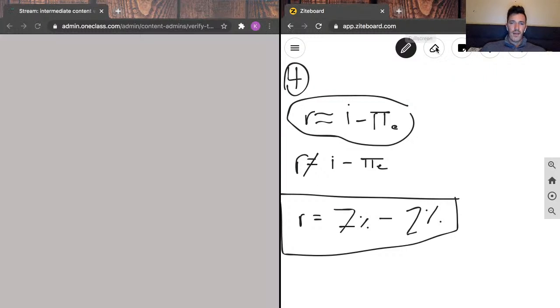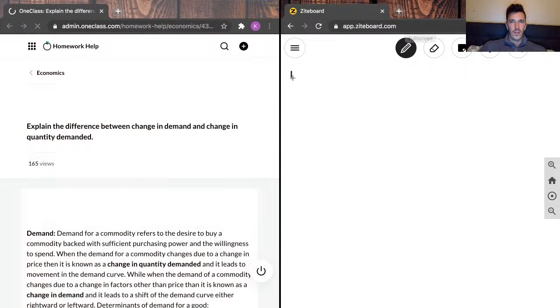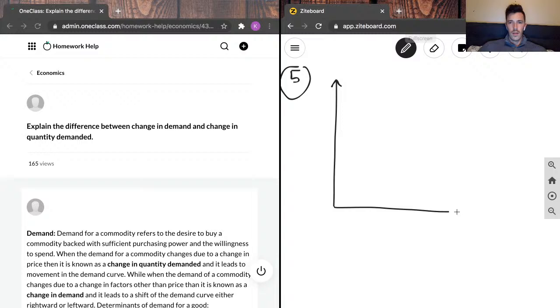On to question 5. I think there's 7 questions, so it won't be too much longer. Explain the difference between a change in demand and a change in quantity demanded.